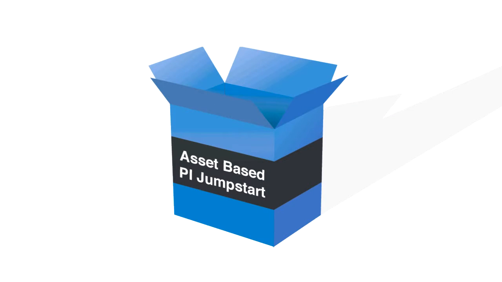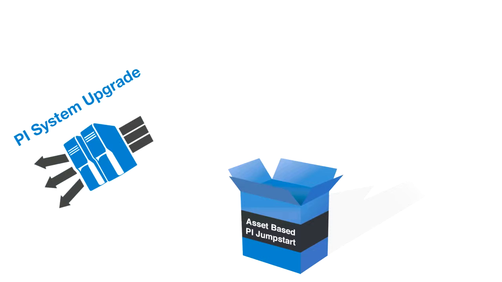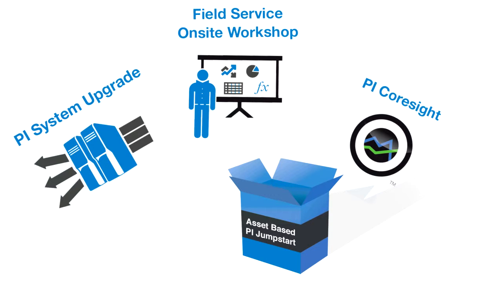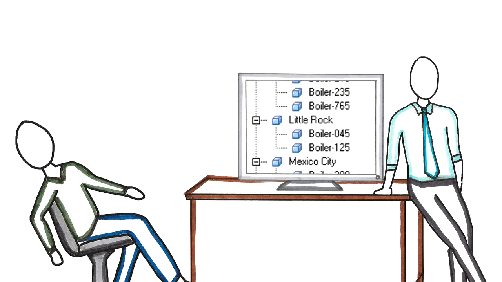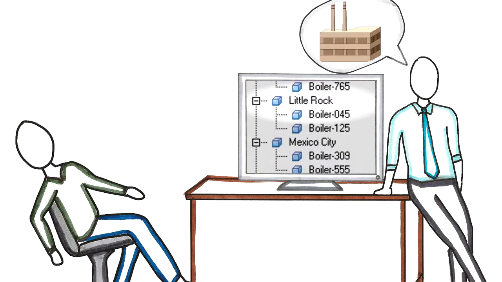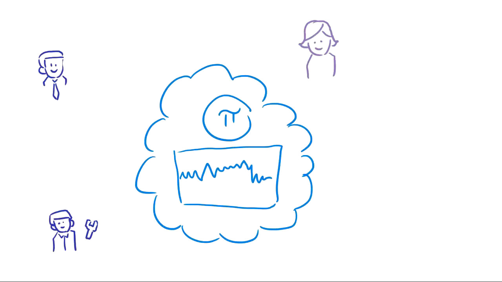The asset-based Pi Jumpstart includes an installation of the latest Pi server version, a 3-day workshop that teaches up to 8 students how to create templates and elements that fit their processes, and a fully functioning copy of Pi CoreSite so you can create reusable displays right away. The asset-based Pi Jumpstart delivers an elevation in how you use the Pi system to get what's important to you done. OSIsoft has built the Pi system since 1985.